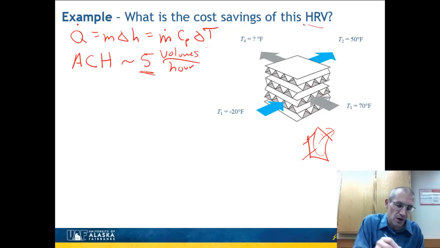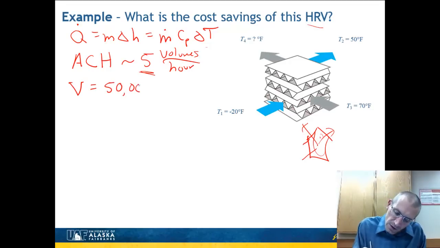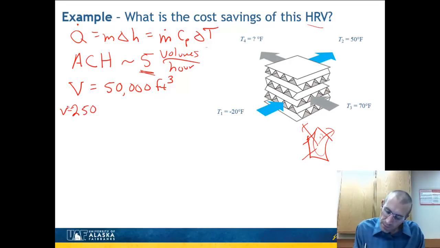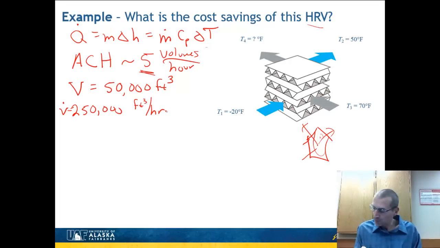to find out how much this HRV is going to save us per hour if we run it. So what I need to do is find the mass of material in my house. And I know the volume of an average house, just to put a ballpark number, is about 50,000 cubic feet, so it's a somewhat large house. And so if I change 5 volumes per hour, my volume flow rate through the house is 250,000 cubic feet per hour.